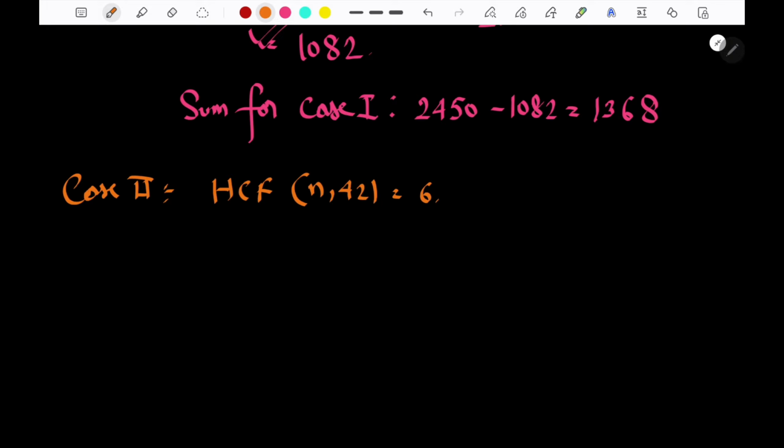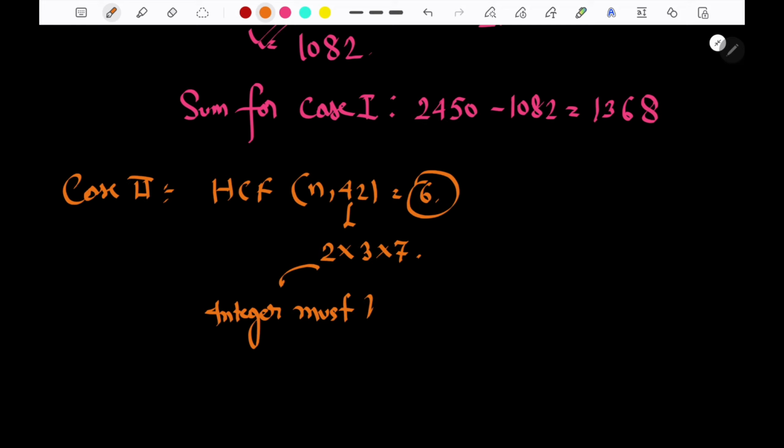अब 6 के लिए प्राइम फैक्टराइजेशन क्या हो जाएगा? 42 के लिए that is 2 into 3 into 7. Now what's going to happen? What we need is 6 as HCF. So it means the integer must be a multiple of 6 but not of 7.